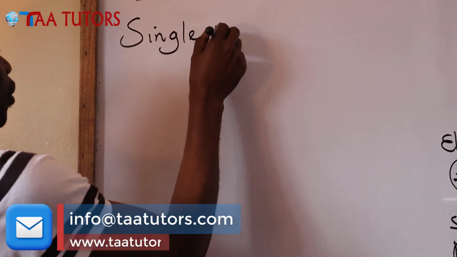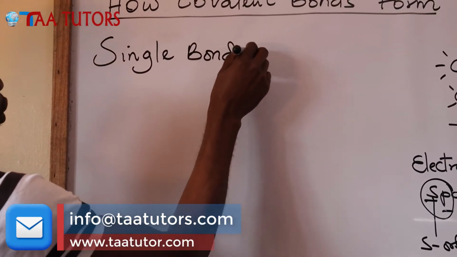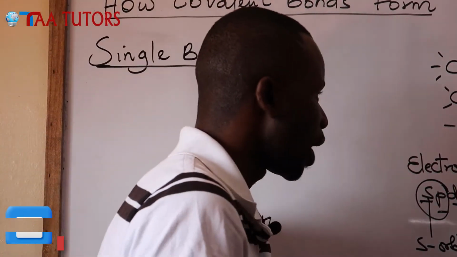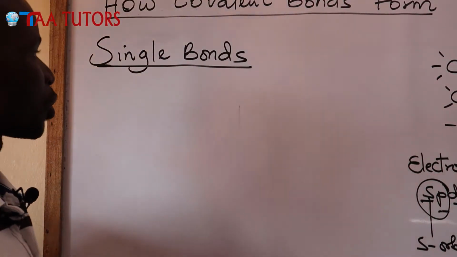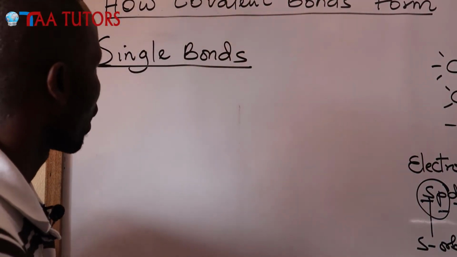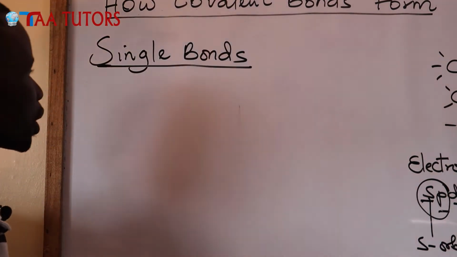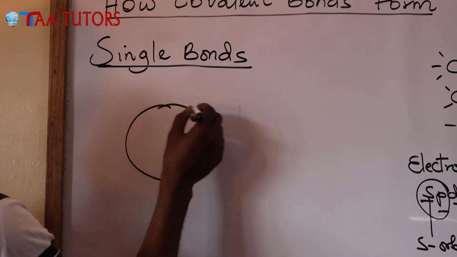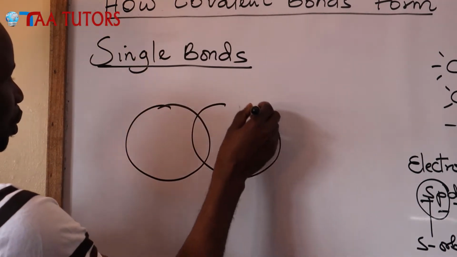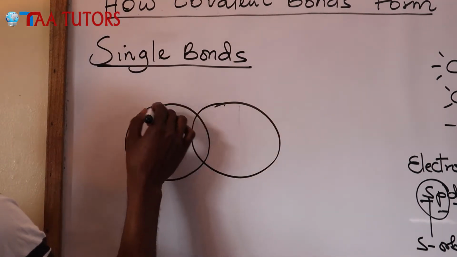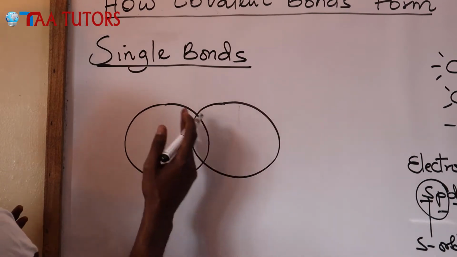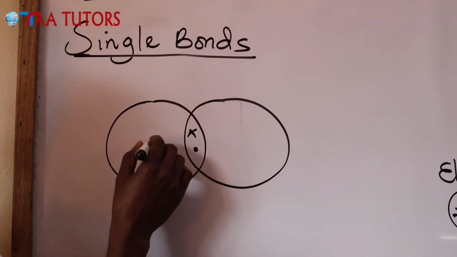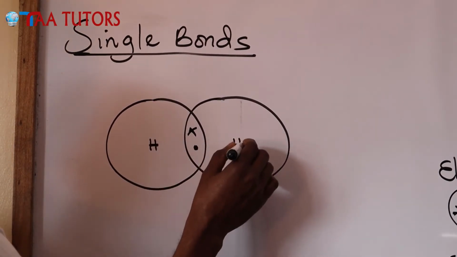Now, I want us to start with how single bonds form. Single bonds form when each atom donates one electron to be shared. That's what we call single. For example, in hydrogen, when they overlap on the ends, one end of this and one end of that come here, so that they can overlap in this particular region.